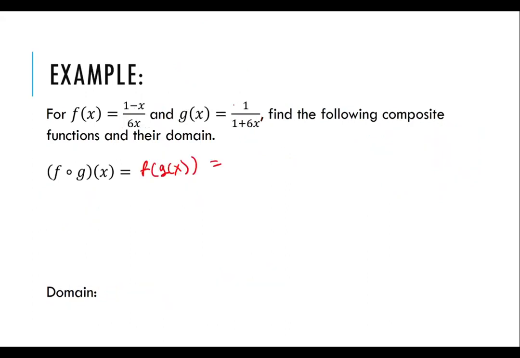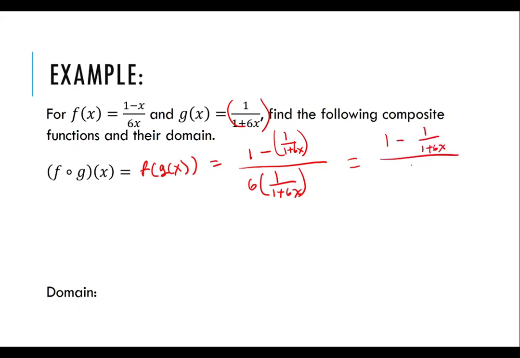Similarly, f of g of x is, take g, plug it into f, that's going to be 1 minus 1 over 1 plus 6x divided by 6 times 1 over 1 plus 6x. We can try to clean it up a little bit. This is then 1 minus 1 over 1 plus 6x divided by 6 over 1 plus 6x.